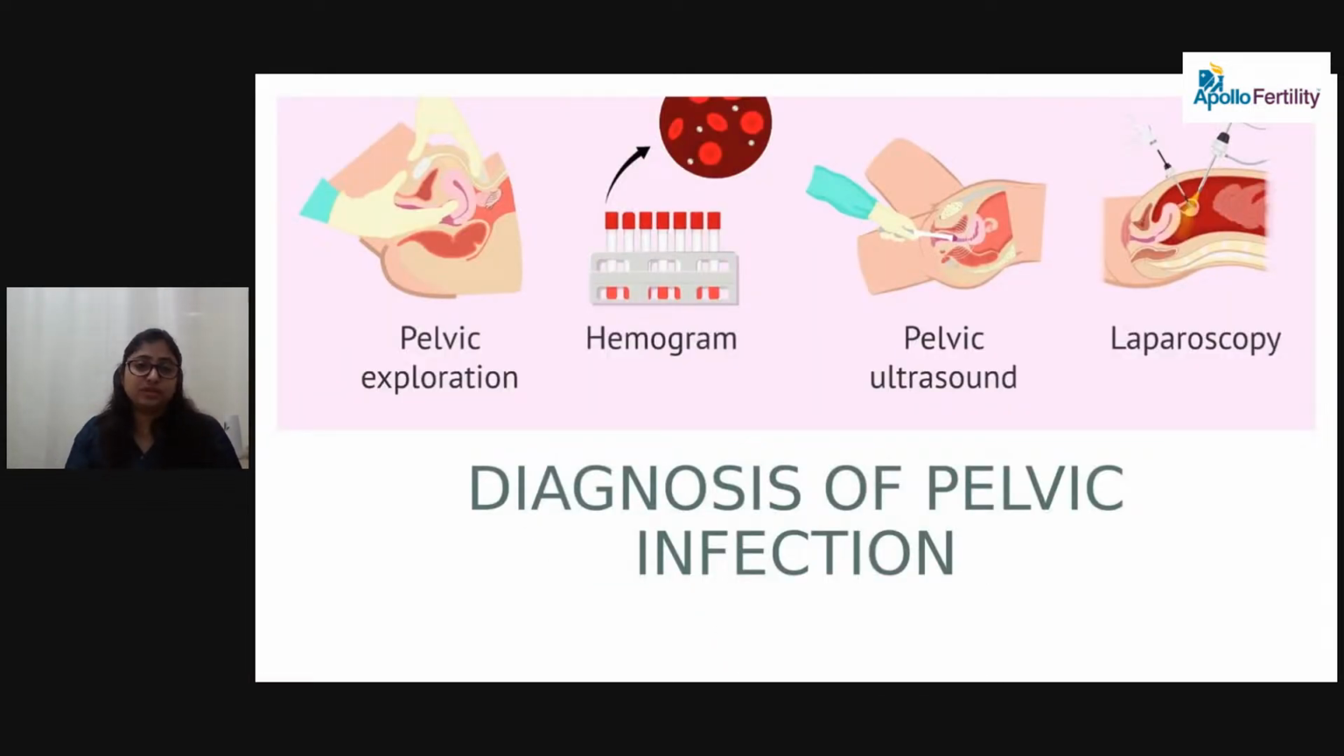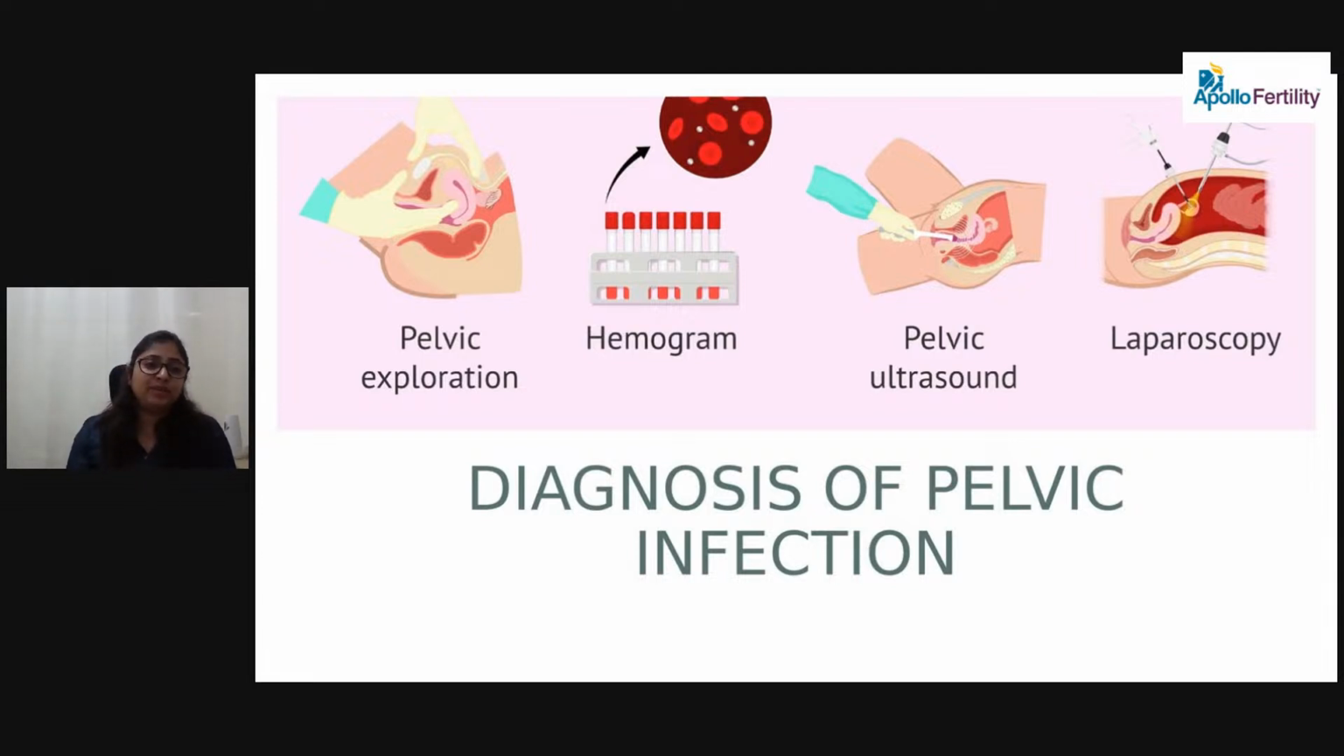Now coming to diagnosis of pelvic infection. When you visit your doctor, the doctor will listen to your complaints according to the symptoms you are telling, and then will examine you. We'll examine your blood pressure, pulse, temperature, if there is any fever, which is a sign of infection, or if you are having pain in your lower tummy and when we press it we find there is some tenderness.